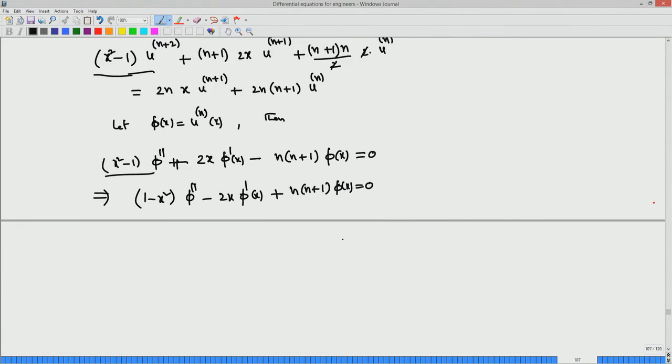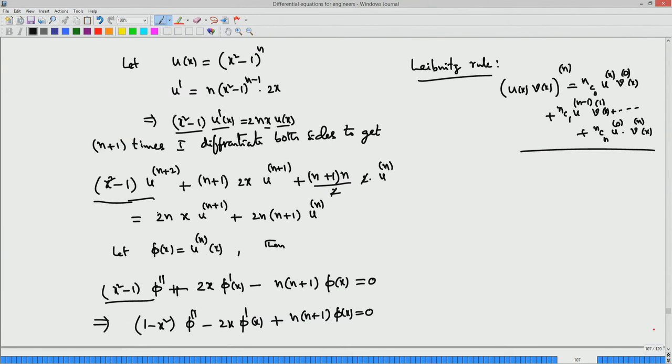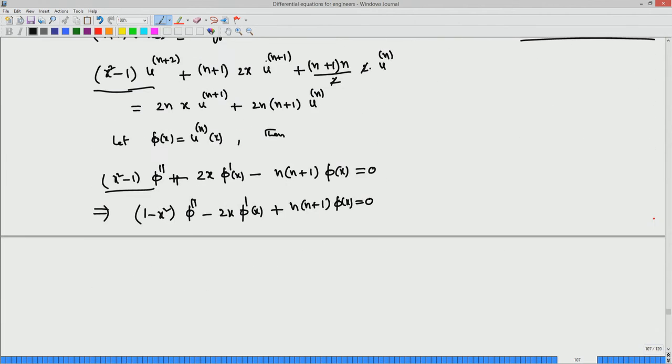Okay. So that means, and you see that phi, what is your phi? Phi is the n derivatives of this function u. What exactly is your phi? Phi is n derivatives, so d^n/dx^n of (x^2 - 1)^n is a polynomial solution.